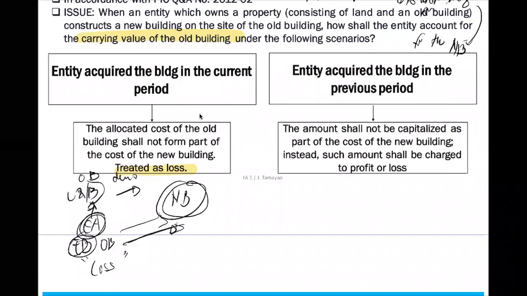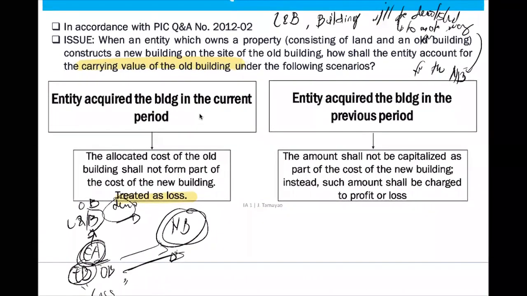So kumbaga, wala talagang epekto yung old building na cost dun sa new building. Ano lang yung epekto ng old building as to the new building? The demolition cost. But the carrying amount, wala siyang epekto. So ang treatment talaga dapat dito is loss, even if wala pa tong PIC Q&A na to. So this is only an interpretation. This is the first time maybe that we have seen an interpretation that we really discuss. In all of our topics, we never discuss an interpretation.